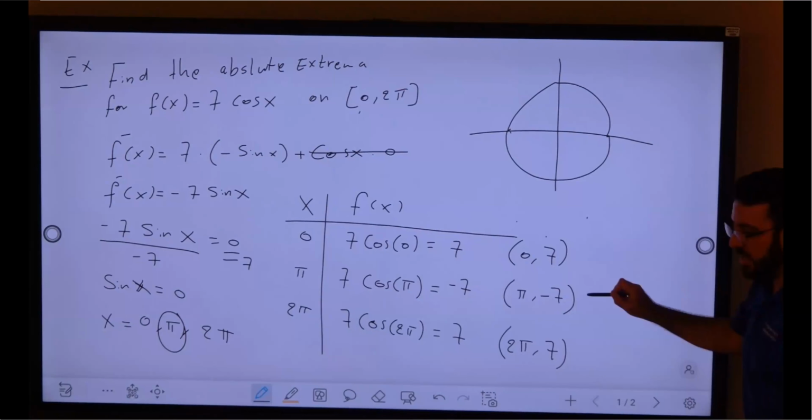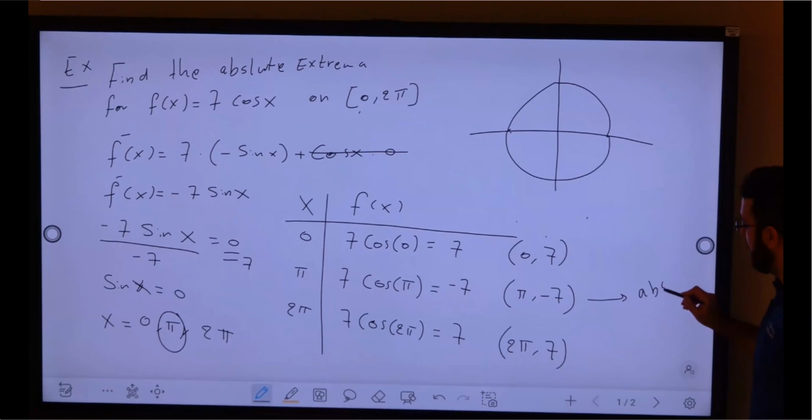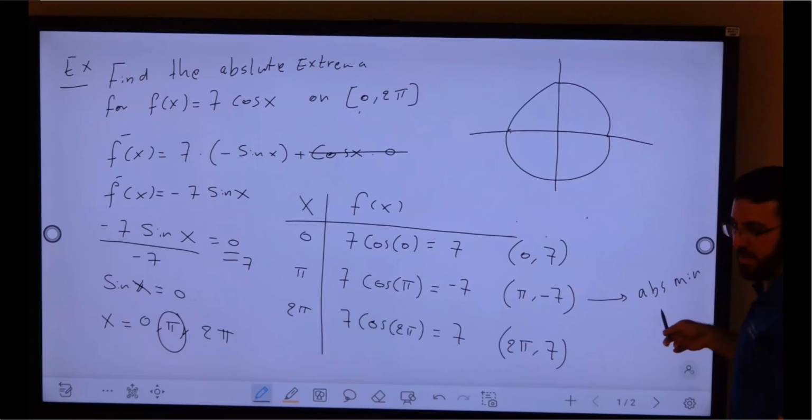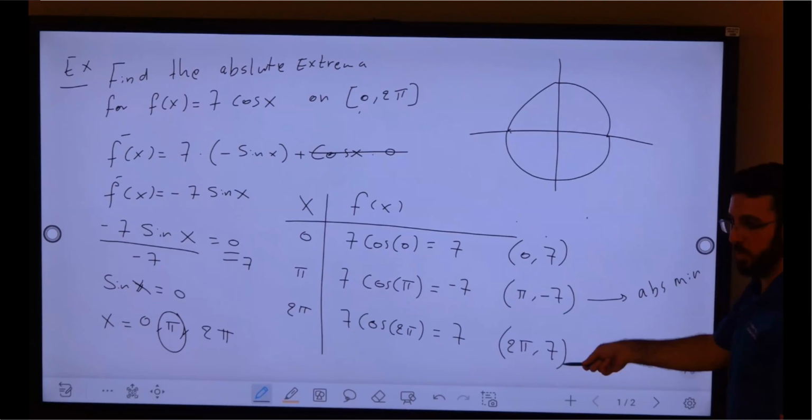So this is the absolute minimum. What about these two? Those are going to be the absolute maximum. So for sure, this is the absolute minimum. So he said absolute maximum. Which one? 0, 7, because this is the same height as this one.